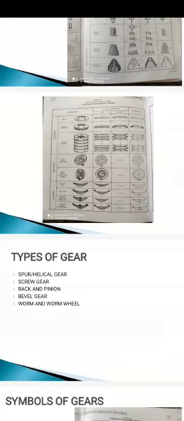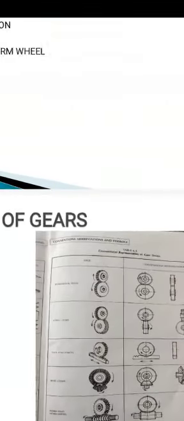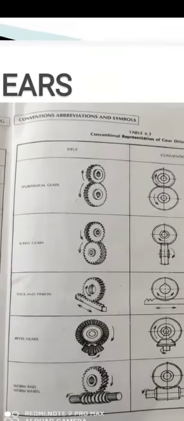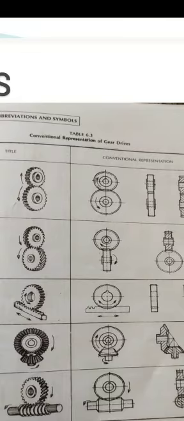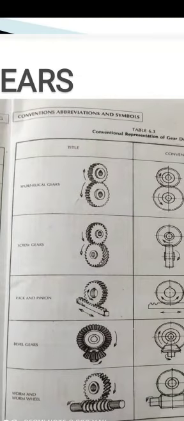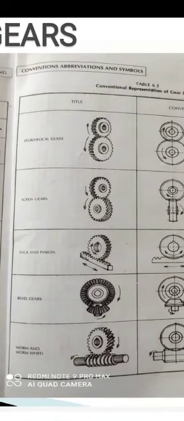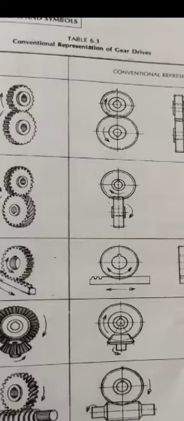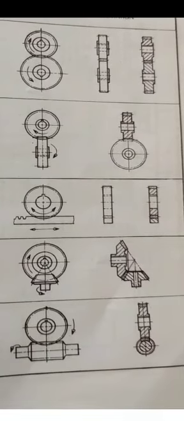First we see the types of gears. There are 5 types of gears: spur and helical gear, screw gear, rack and pinion, bevel gear, worm and worm wheel. Next we see the symbols of gears. Spur or helical gears in the conventional mode, screw gears, rack and pinion, bevel gears, worm and worm wheel gears. These are the conventional symbols, used for drawing purposes. That's all. Thank you.